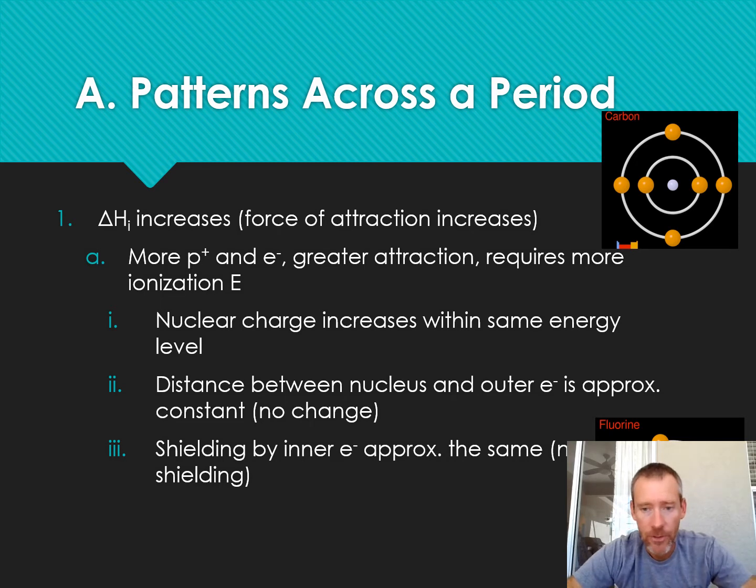So you can see here between fluorine and carbon, same energy level. So the shielding by the inner electrons is the same between fluorine and carbon. So the shielding has no effect on it. So really what you're looking at is the more protons, more nuclear charge is going to have a stronger, greater attraction. With no change in shielding, and the distance is approximately the same.